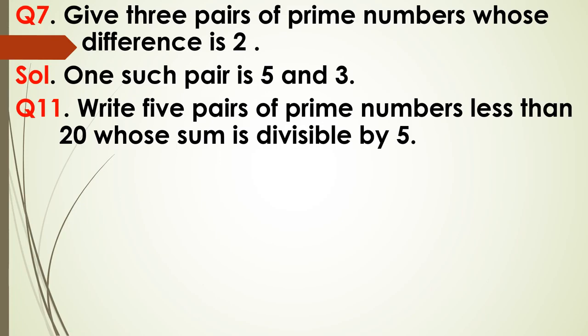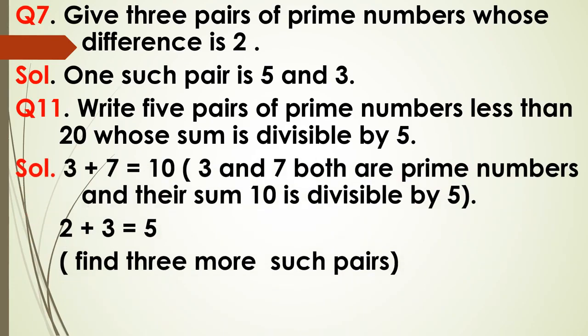See, 3 and 7, both are prime numbers, both are less than 20. Find out their sum. 3 plus 7 is 10. And 10 is divisible by 5. Okay? 3 and 7 both are prime numbers and their sum 10 is divisible by 5. Such type of pairs you have to find out. 5 pairs. 2 I have made for you. Second, see the second pair. 2 plus 3. 2 plus 3 equal to 5. And 5 is also divisible by 5. So, out of 5, 2 I have prepared for you, 2 pairs. Rest 3 you have to find out.